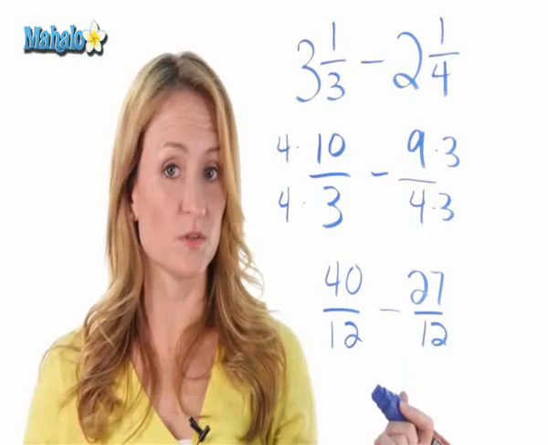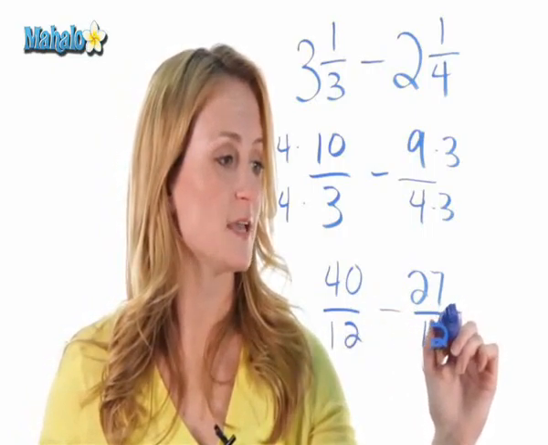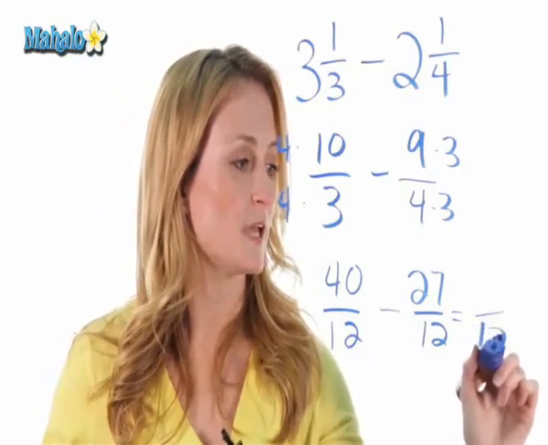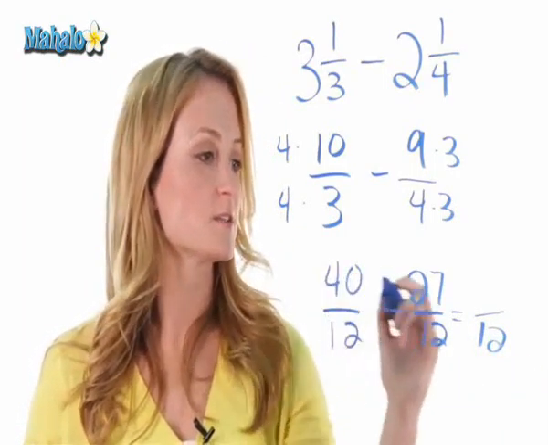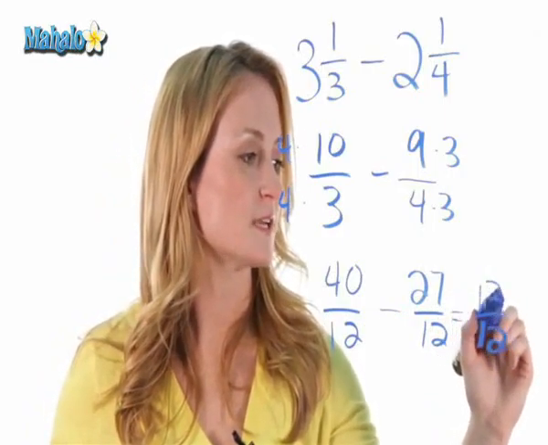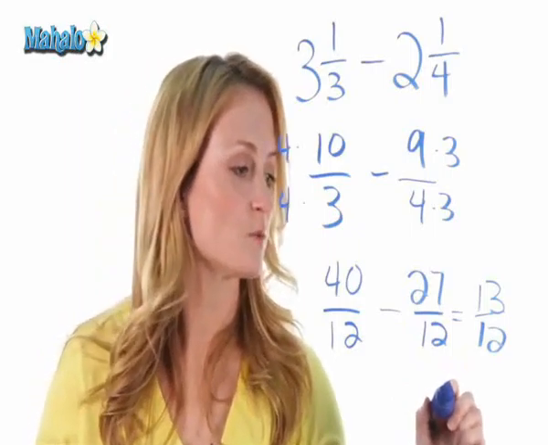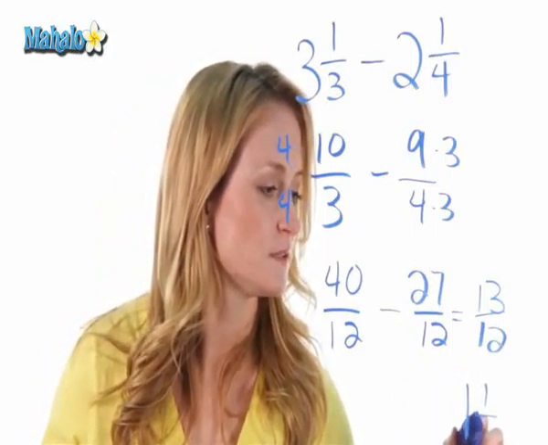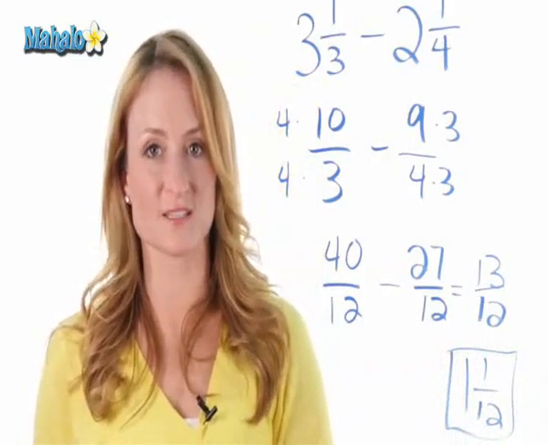And you remember that the rule of adding or subtracting fractions is you leave the denominator the same, and you just subtract or add the top. So in this case, we're going to subtract. So 40 minus 27 is 13. And we also know how to turn a fraction into a mixed number. So this 13 over 12 would reduce to 1 and 1 over 12. And that's how you add or subtract mixed numbers.